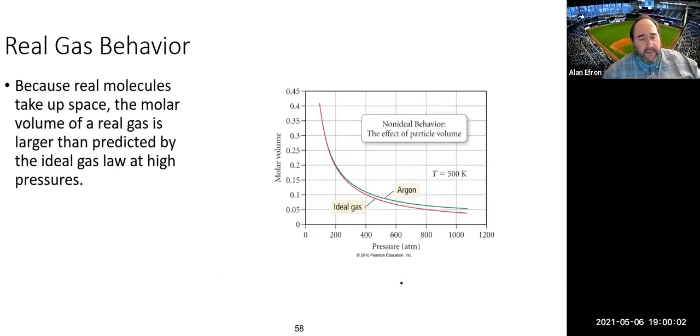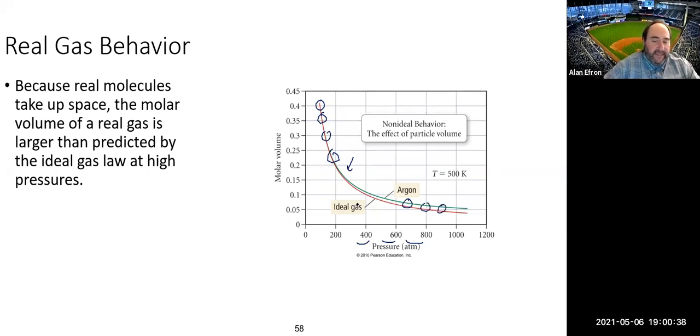Because real molecules do take up space, what we see is that the molar volume of a real gas is actually larger than what would be predicted under an ideal situation. And that's what we see here. Again, in normal pressure situations, 1 atmosphere way over here towards the line, you can see the two lines are pretty much on each other. It only starts to separate out as the pressure starts to increase, and at higher pressure we get more deviation between those two lines.